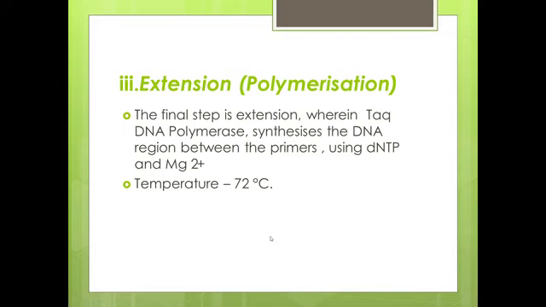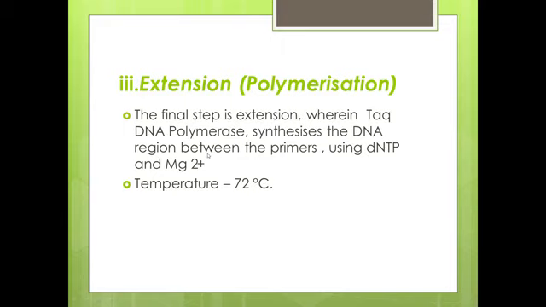Number third and last step of polymerase chain reaction is the extension. This step is also called polymerization. The final step is the extension, wherein the DNA polymerase, or the Taq polymerase obtained from Thermus aquaticus, synthesizes the DNA region between the primers using deoxynucleotide triphosphates.